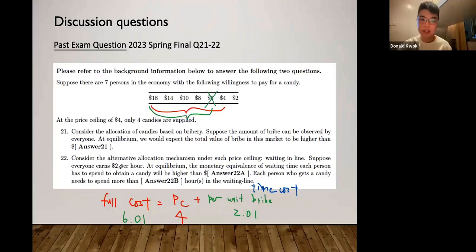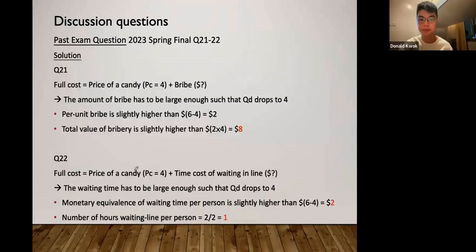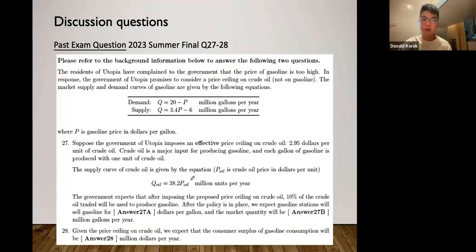And because each person is earning $2 per hour, this means that each of them has to spend 2 divided by 2, which is slightly greater than 1 hour in waiting line to clear the market. Okay, each person has to wait slightly greater than 1 hour so that the market will be clear. Okay, so that's all, and we'll move on to this problem, the last one in this tutorial.